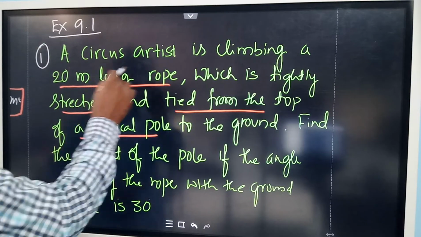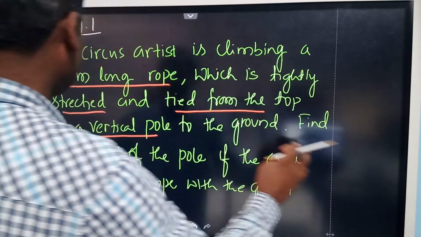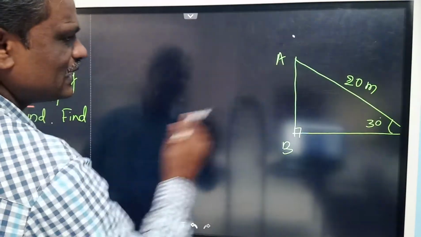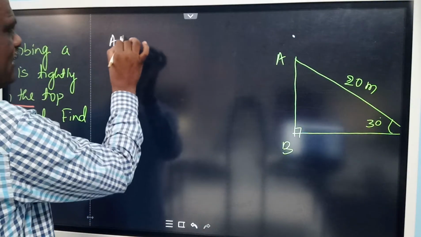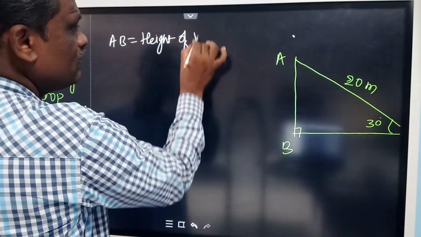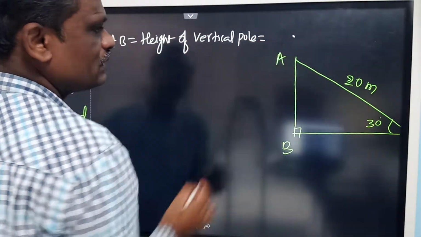Okay, look at this. A circus artist is climbing a 20-meter long rope which is tightly stretched and tied from the top of a vertical pole. So you take this as AB, the vertical pole. Let AB be equal to the height of the vertical pole. So we need to find that.